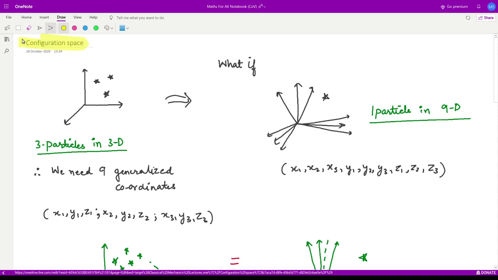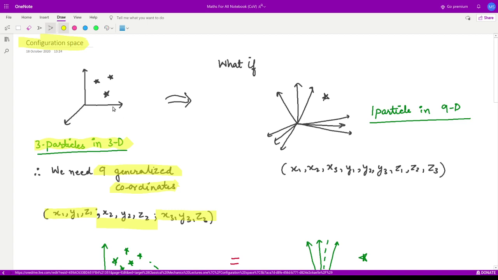So in the last video, we talked about generalized coordinates. Suppose a situation in which you have three particles in three dimensions. For that, you already know that you require 9 generalized coordinates. And what are those? For the first particle, it would be x1, y1, z1. For the second particle, it would be x2, y2, z2. For the third particle, it would be x3, y3 and z3, right?